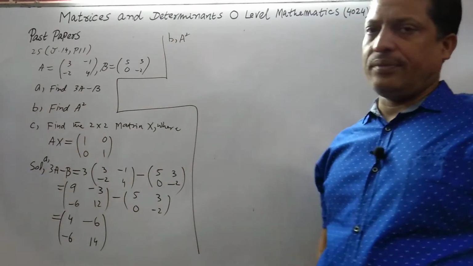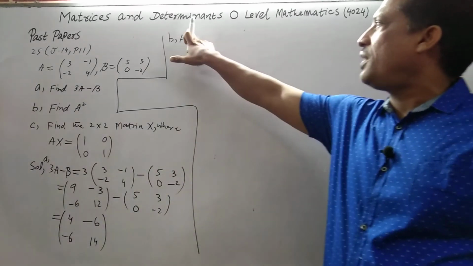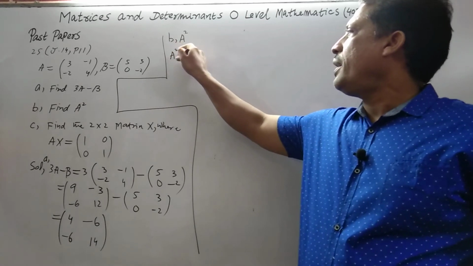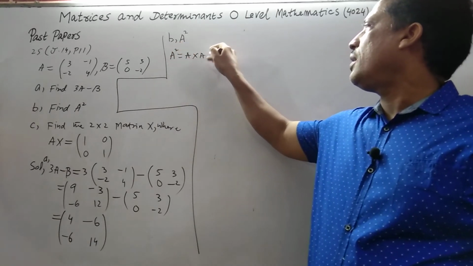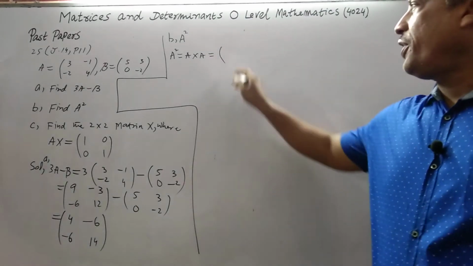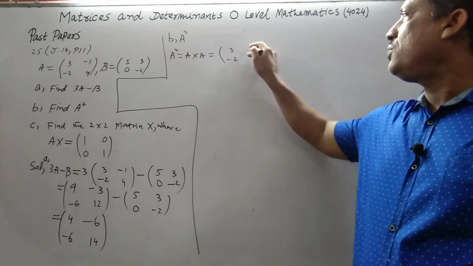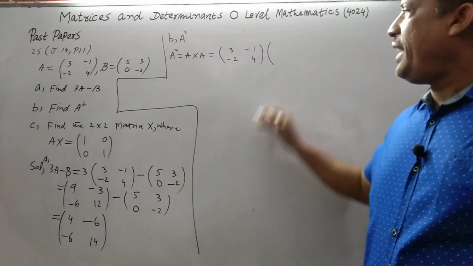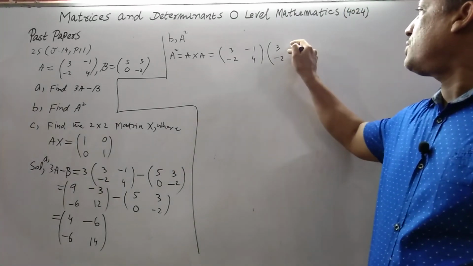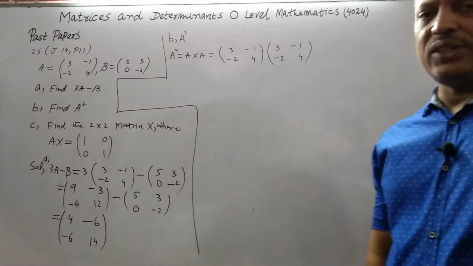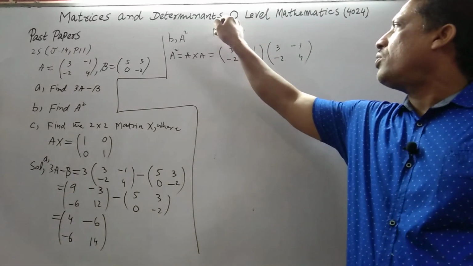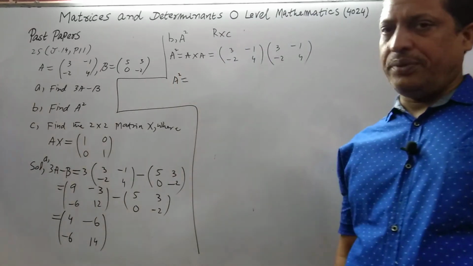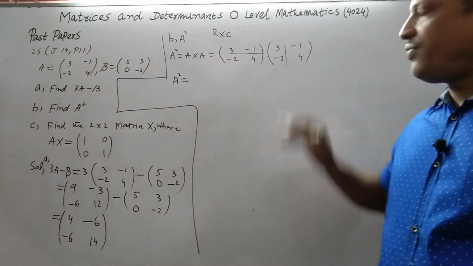Find A square. We just did in last question how to find A by A or A square. A square means A by A. What is A? 3 minus 2 minus 1 4. Multiply by A. A is 3 minus 2 minus 1 4. And students, you know, we always multiply rows by column whenever we multiply.